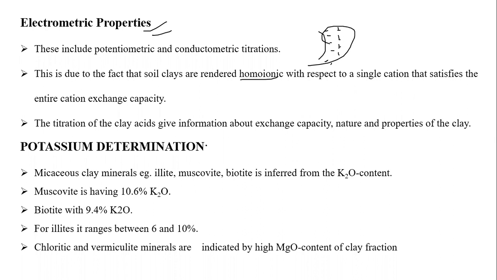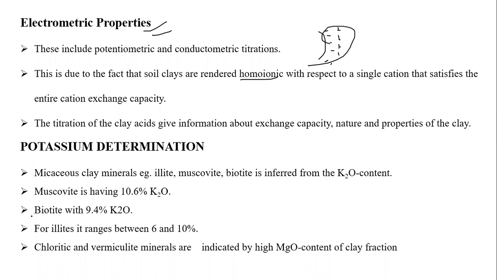Coming to the potassium determination. Micaceous clay minerals like illite, muscovite, biotite are inferred from potassium oxide. So all these are potassium determinants. The amount of potassium is determined, and based on the potassium determined, we can identify the clay minerals.